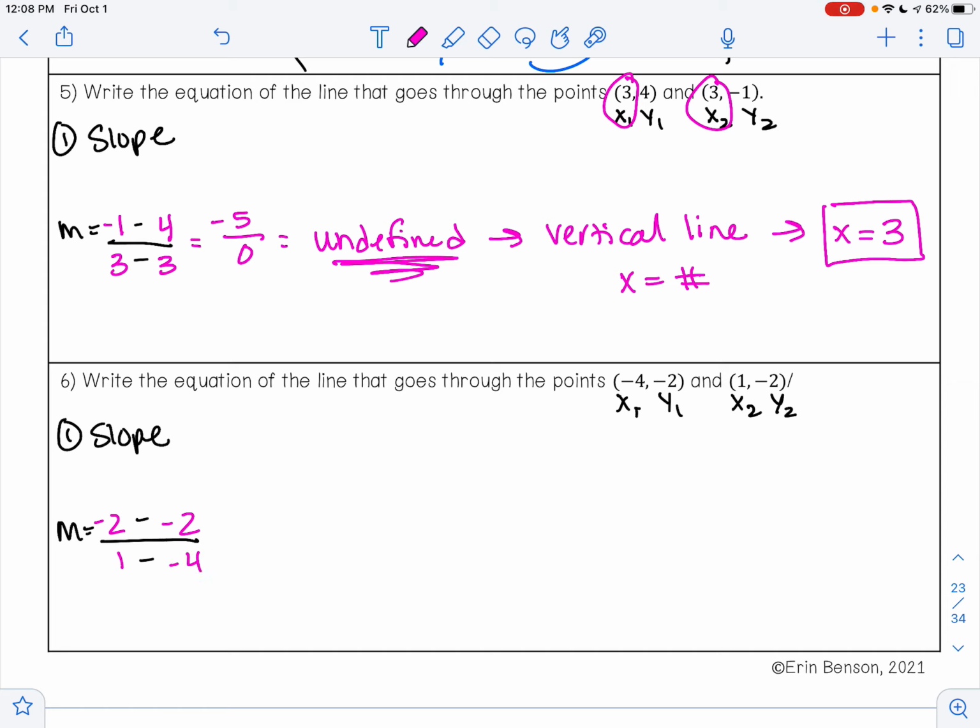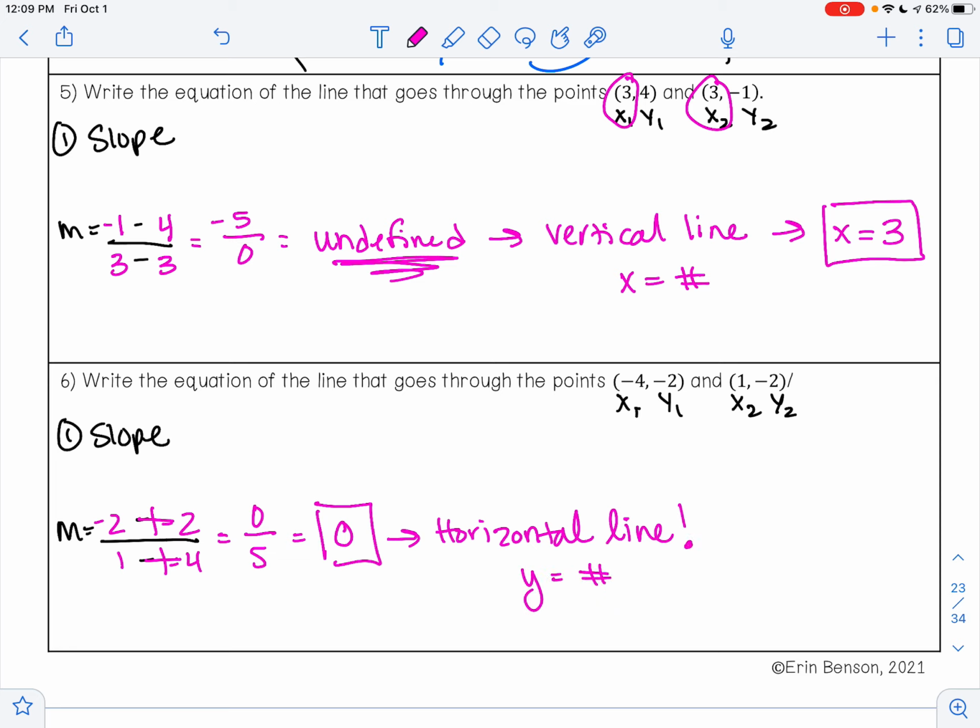A negative times a negative is a positive. -2 plus 2 is 0. 1 plus 4 is 5. What's 0 divided by 5? Well, that's 0. 0 divided by anything is 0. When you have a slope of 0, we learned that that means that you have a horizontal line. Horizontal lines are always y equals a number.